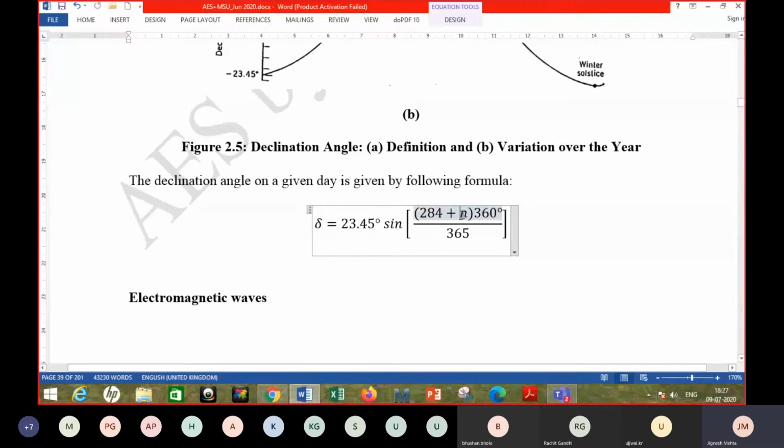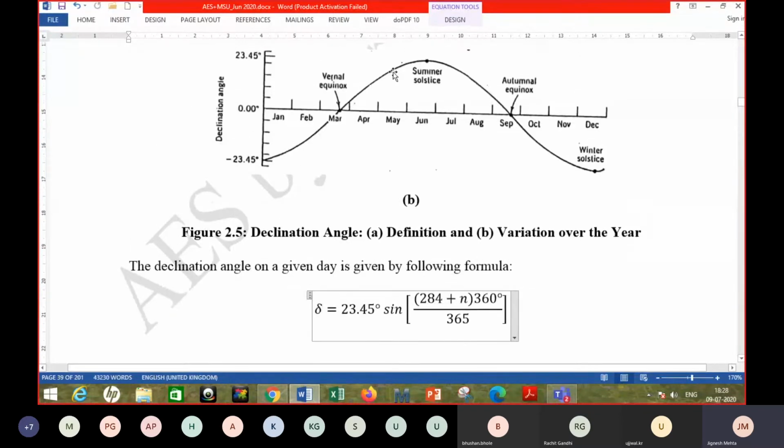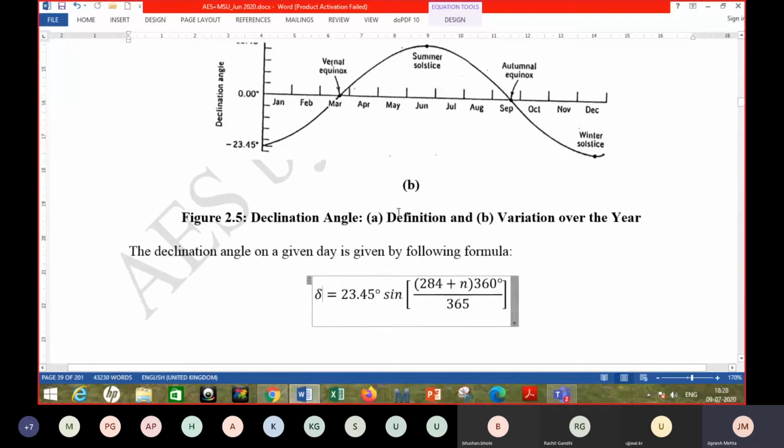And if you are talking about, let's say, February 1, then it is equal to 31 days of January plus 1, so that is 32. So you put the day number here and find out this value in degrees, and find the sine of that, multiply it with 23.45 degrees, and you will get the value of the declination angle, which is graphically shown here.